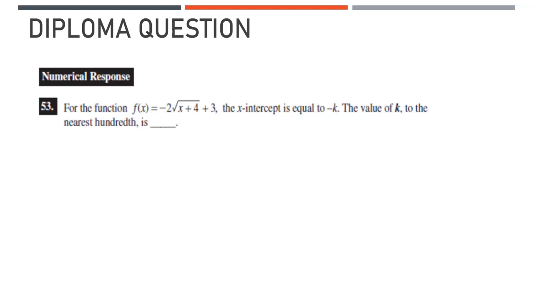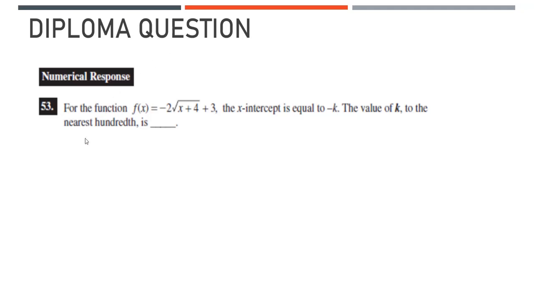Alright, to finish this unit off, let's look at some diploma questions you could get asked. Numeric response: for the function f of x equals negative 2 square root of x plus 4, plus 3, the x-intercept is equal to negative k. The value of k to the nearest hundredth is.